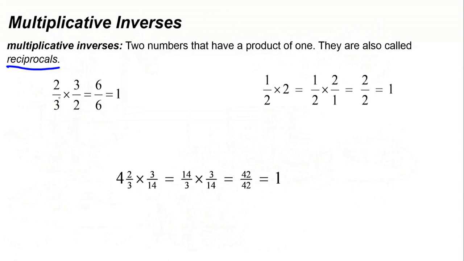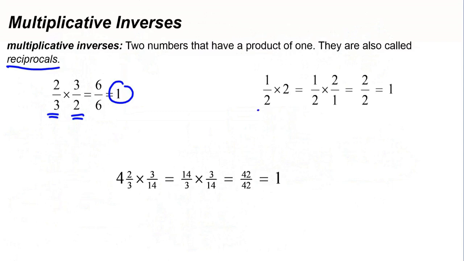So look at this example here. I have 2/3 times 3/2. And when I multiply these together, I get 6/6, which is 1. So you'll notice that these two fractions are kind of mirror images of each other. One is a flipped over version of the other one, and that's what reciprocals or multiplicative inverses really are. When you flip a fraction over, it becomes the inverse of what it started out to be, because you will always get the same thing in the numerator as you do in the denominator when you multiply them together, which always equals 1. So these are reciprocals of each other.